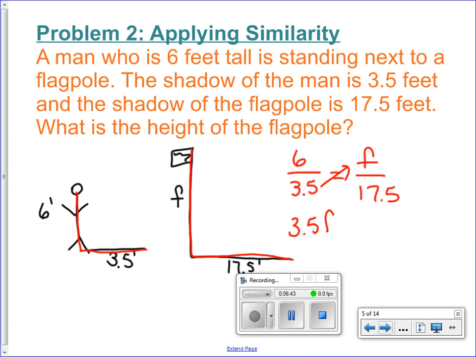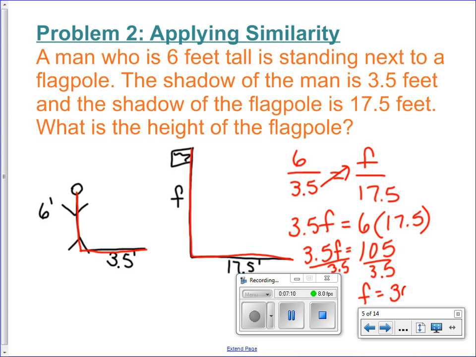3.5 times f is 3.5f. On the other side, we have 6 times 17.5. All right, let's go ahead and simplify that. 6 times 17.5 is 105. And then divide both sides by 3.5, and you get f is equal to 30. And be sure and label your answer in this case because we're dealing with feet. Our answer will be in feet. So the height of the flagpole is 30 feet tall.